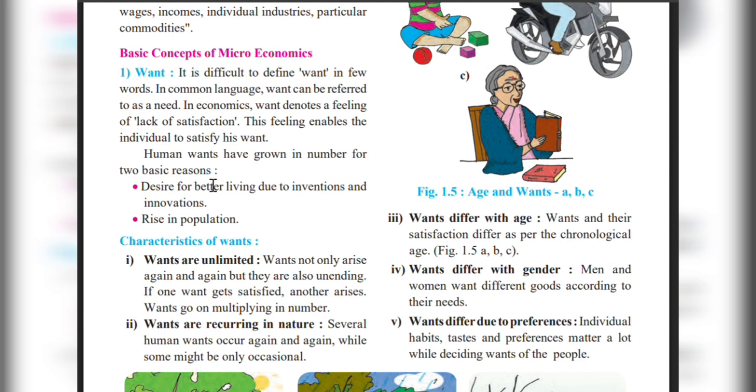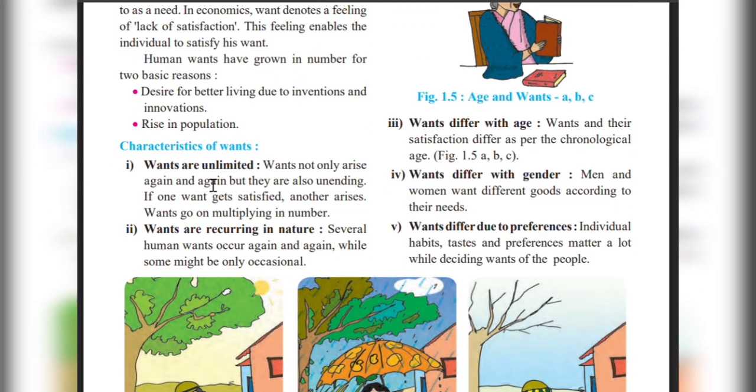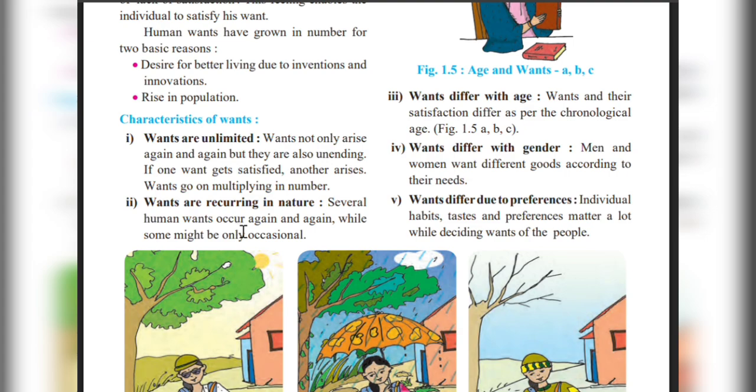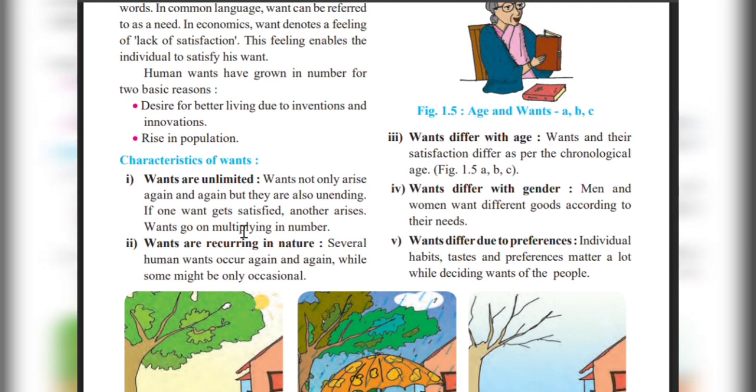Now let's understand the characteristics of wants. First of all, see, wants are unlimited. One want ends, another begins. It is never ending. Example, after buying a mobile, you want earbuds, then smartphone, smartwatch, then laptop, and many things, etc. Next, we have wants are recurring in nature. Some wants repeat regularly. For example, food, water, electricity.